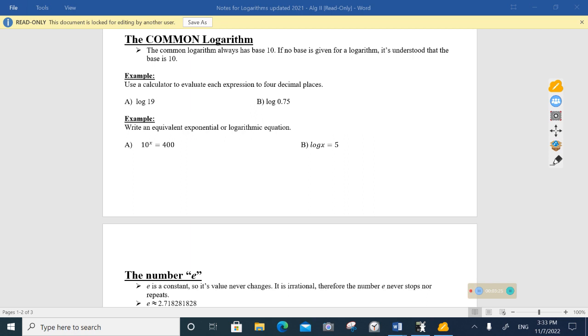Okay, now the first logarithmic function I want to talk about is the common log. And it's called the common log because it occurs so frequently in mathematics. Common logarithm always has a base of 10. So if there's not a base on a logarithm, it's assumed that it's to the base of 10. So when you see an example like here, it just says log of 19 on your calculator. Let me see if I can pull that up.